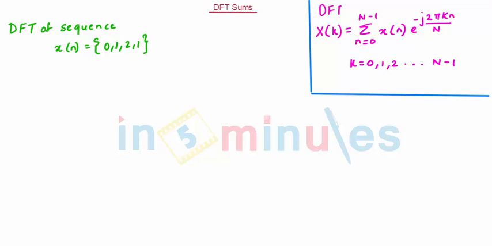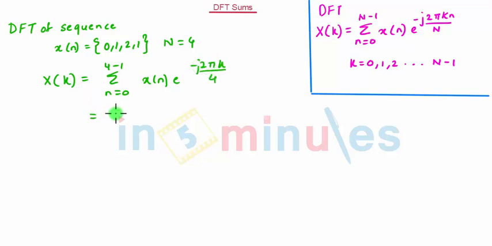The 4-point DFT is given by x of k equals summation n is equal to 0, as it is a 4-point DFT, N is equal to 4. So it ranges from 0 to 4 minus 1, that is 3, x of n e raised to minus 2 pi k n j upon 4. Finally we get summation n is equal to 0 to 3, x of n e raised to minus j pi k n upon 2. We will expand these terms.